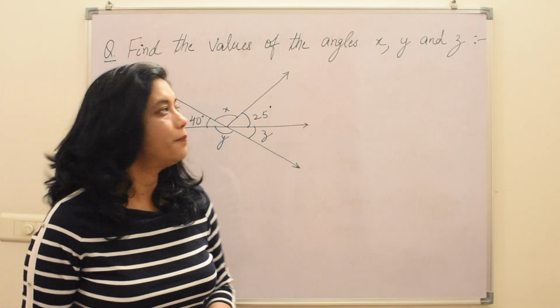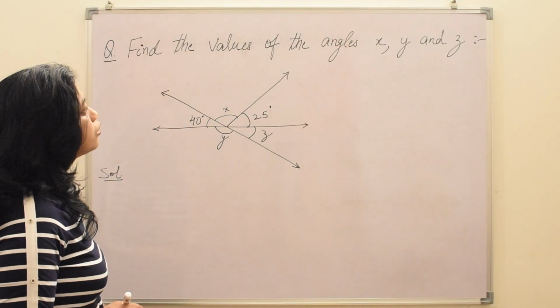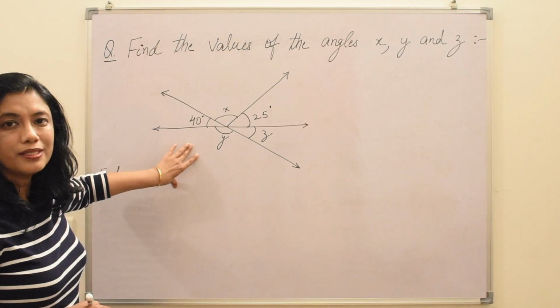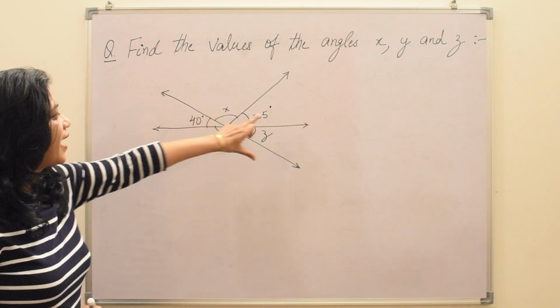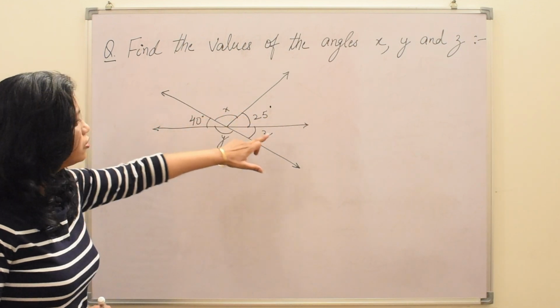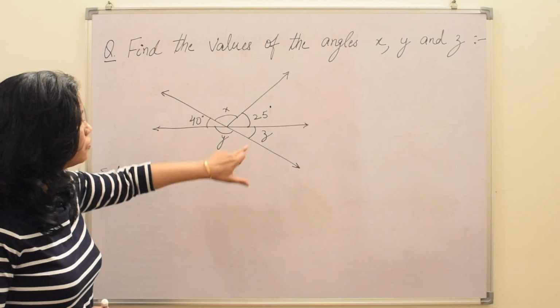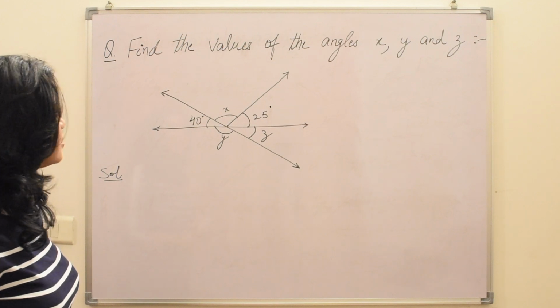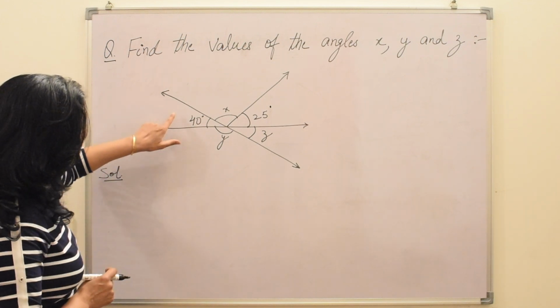Let us solve this sum. Find the values of the angles x, y and z. See, this figure is given to us. We are given two known angles. This is 40 degrees, this is 25 degrees. And these three angles are unknown, x, y and z. We have to find the value of these.